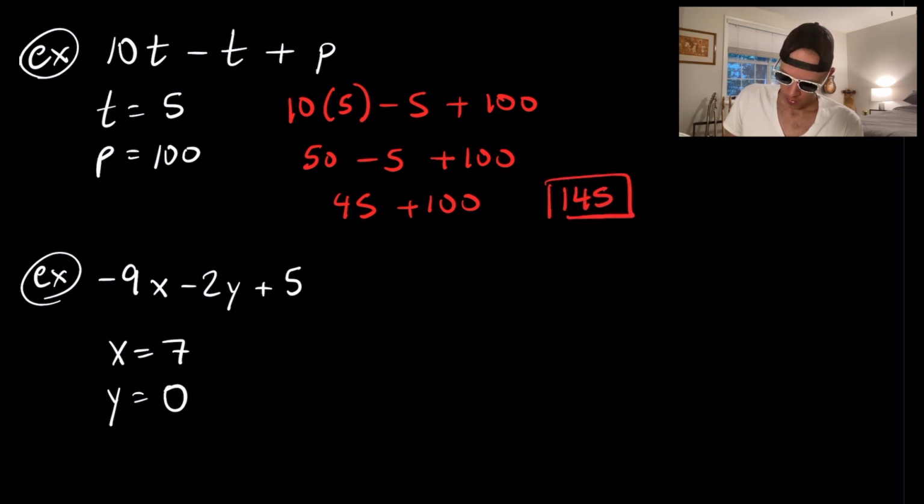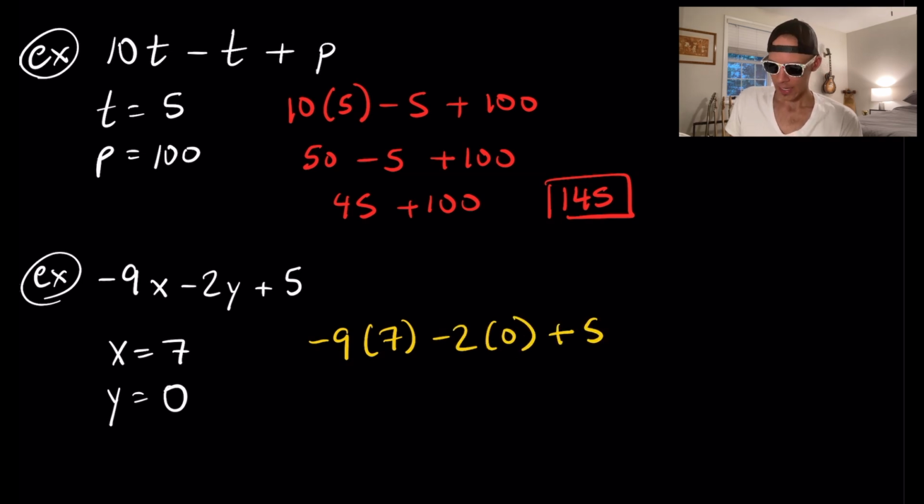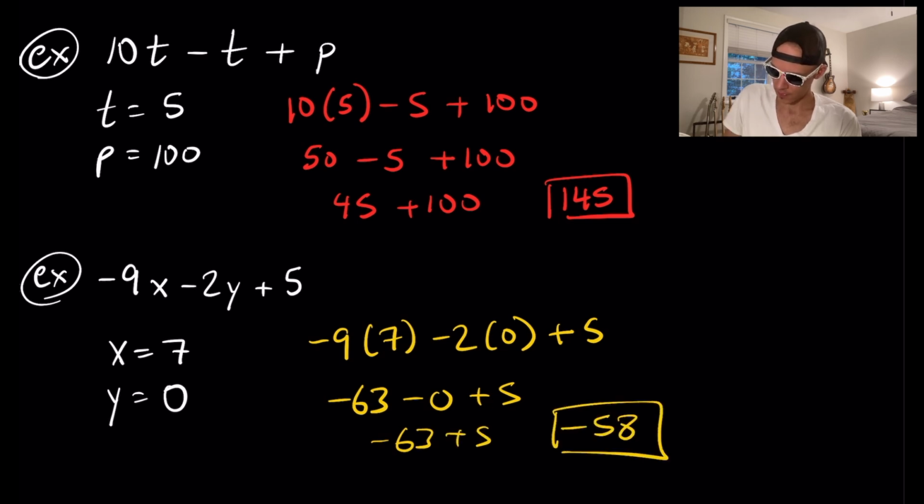145. All right, negative 9 times x minus 2 times y plus 5, plug and chug. So negative 9 times 7 minus 2 times 0 plus 5. Negative 9 times 7, that's going to give us negative 63. And then minus 2 times 0, well, that's just 0. So we can just say minus 0 plus 5. Negative 63 minus 0, well, that's still negative 63. Plus 5 is going to give us negative 58.